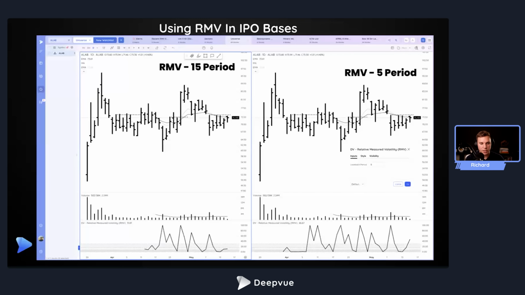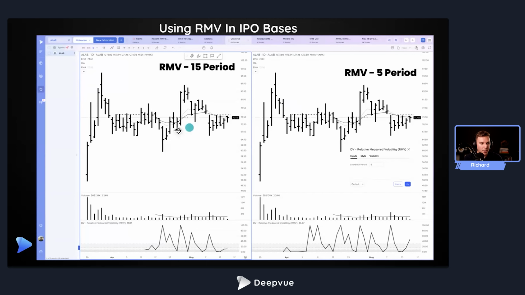And the first situation is IPO bases and very recent IPOs. And that's because, like an EMA, a 20 period EMA, you need 20 days to create that EMA. Just like that with RMV, if you're using a 15 period RMV, you need 15 days of price action to set the standard that allows you to create the RMV plot.